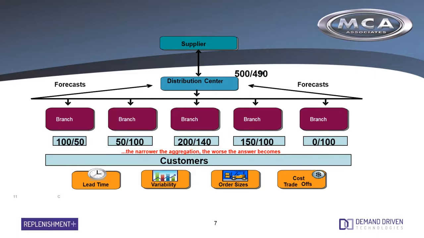So I would ask you to consider this statement. The narrower the aggregation, the worse the answer becomes. Let me say it again. The narrower the aggregation, the worse the answer becomes.